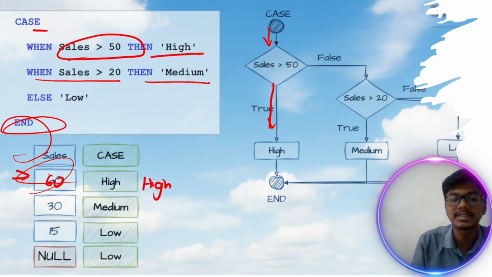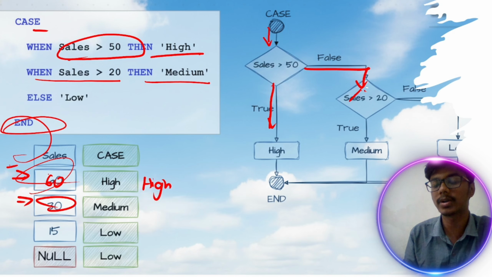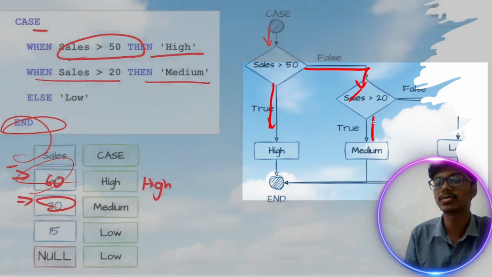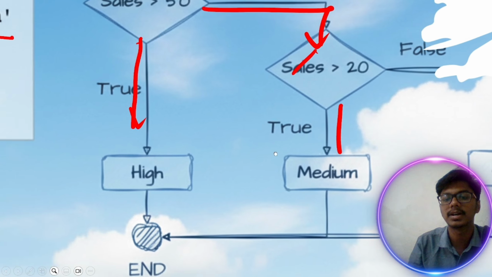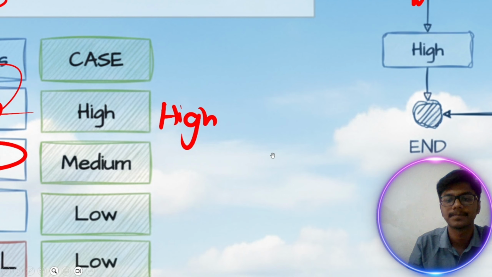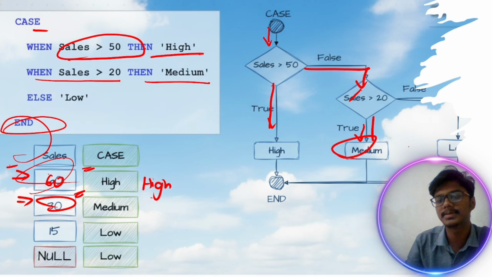And the query doesn't end, since you get into the second value. It checks whether the sales is greater than 50. No, the condition fails, right? It gets into the second condition and checks whether the sales is greater than 20. Yes, the sales is greater than 20, it is passed, right? So it will get into the second condition and print it as medium. So I just write it down as medium.